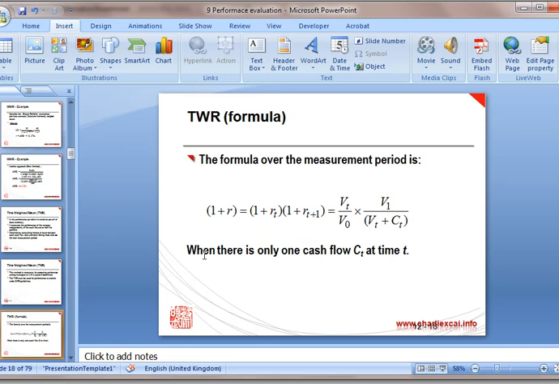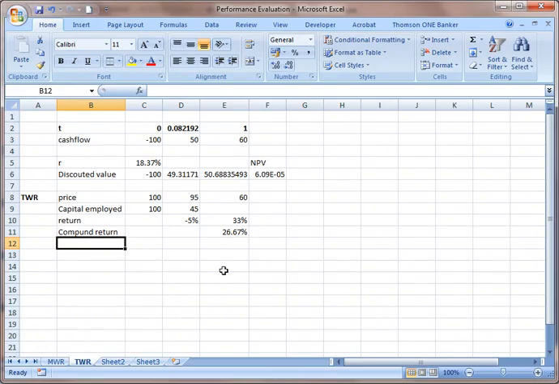This is the idea. We separate this calculation into two steps. The first step is calculating the return of the first half, the first 30 days, and the second half is from the 30th day to the end, and you need to make sure what is the value and what is the capital employed. First of all, it will be easier to understand the concept in Excel.